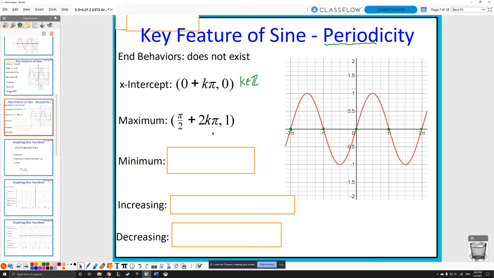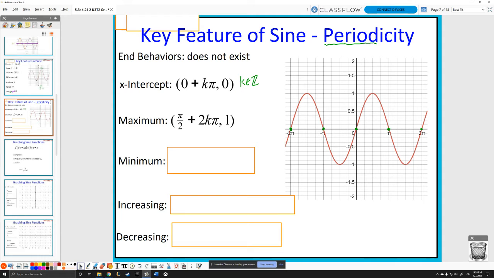I think I do. Yeah, I do. That's right, because it's my period, right? So with 2k pi, that's going to give me, for example, once again, let's say I have, for this case, negative 2 pi. So negative 2 pi plus pi over 2, I'm going to have negative 3 pi over 2.